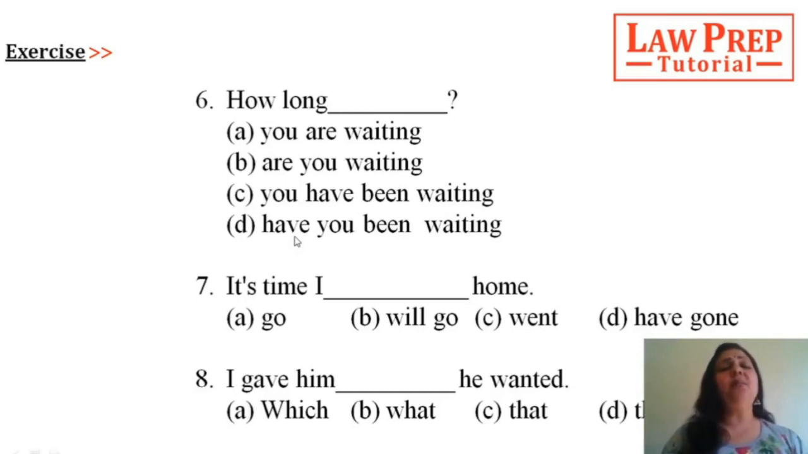So the answer would be fourth. We can't use the present continuous because the action is not taking place at this time. So we have two options: are you waiting or have you been waiting? And I've taken the answer, have you been waiting?